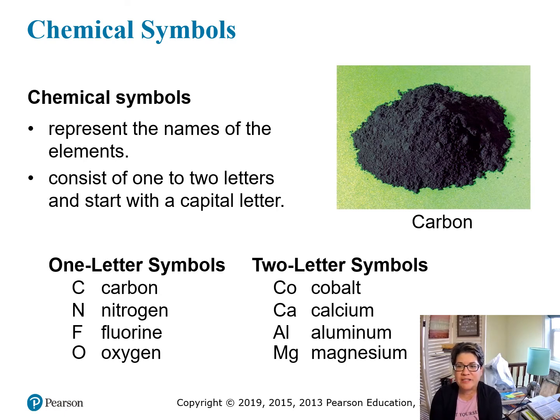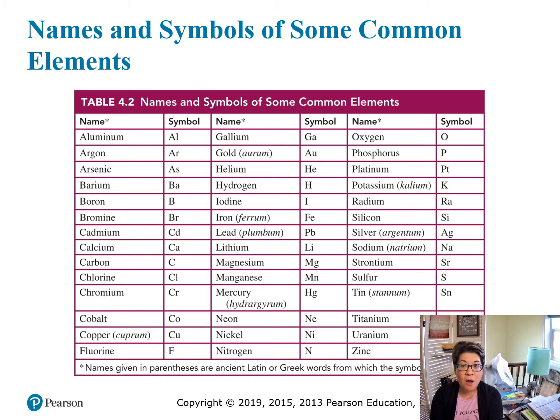Some of them are obvious names and some are not, like gold is Au and silver is Ag and tin is Sn. So sometimes they're not as obvious as the others. Here are some common ones, and this table is nice because it's in alphabetical order. So you can see the name and the symbol, and you can see some that aren't very similar.